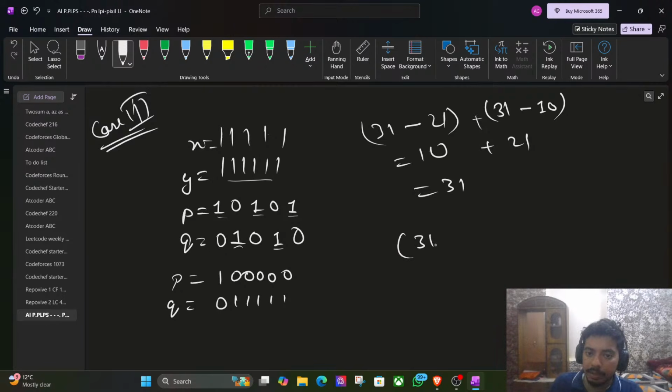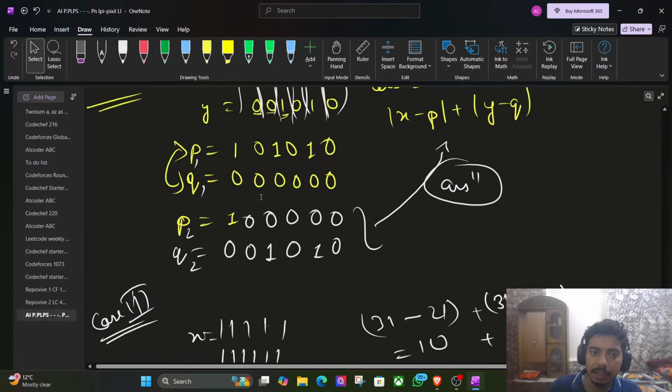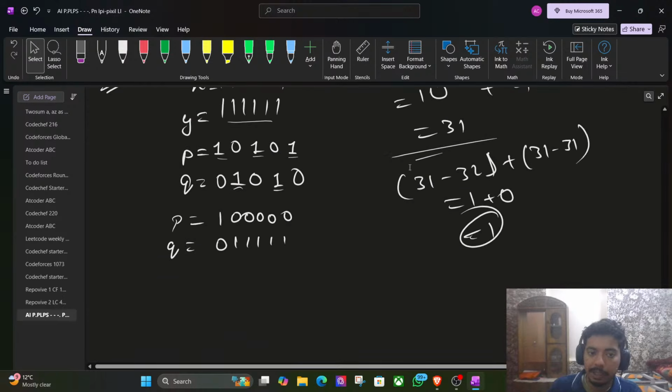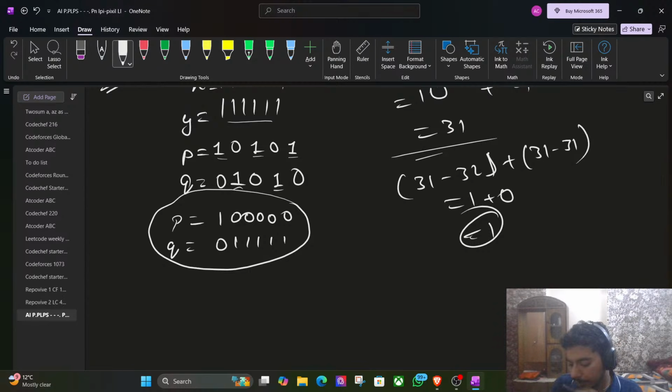So in this scenario, 31 minus 32 plus 31 minus 31 will give me 1 plus 0, and it is 1. This is optimal. Okay, so my intuition failed in this particular case. For this case, I need to make this particular P.